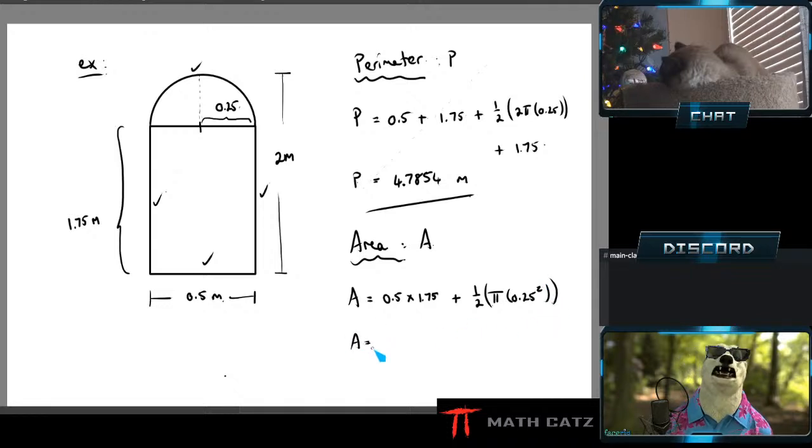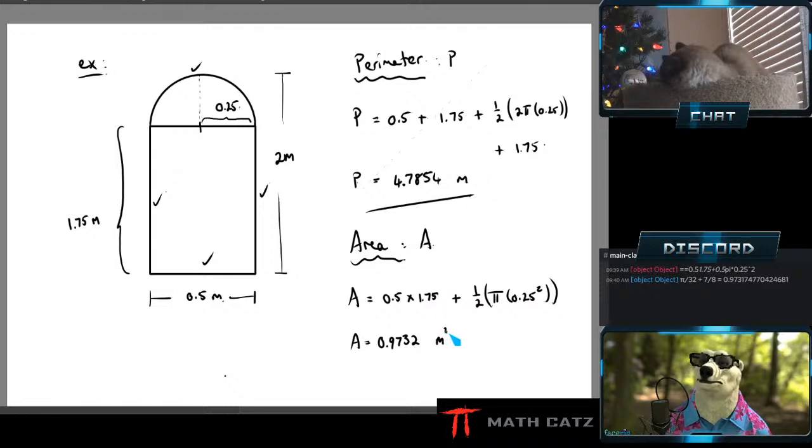So then let's calculate that. Let's see what MathBot says. 0.5 times 1.75 plus 0.5 for the half times pi times 0.25 to the power of 2. MathBot says 0.9732 square meters.